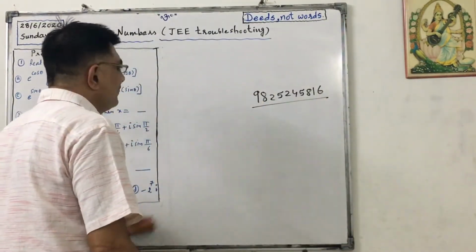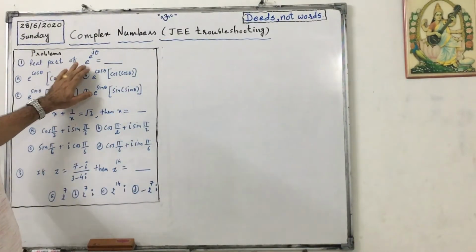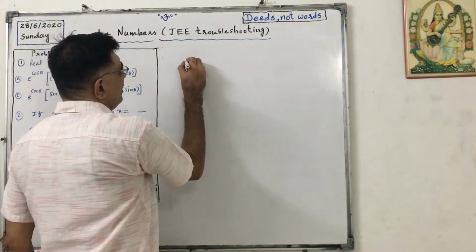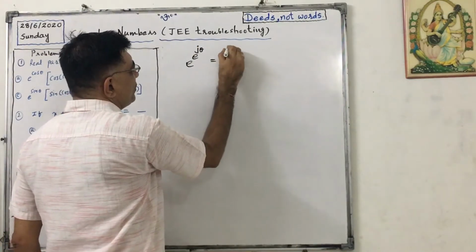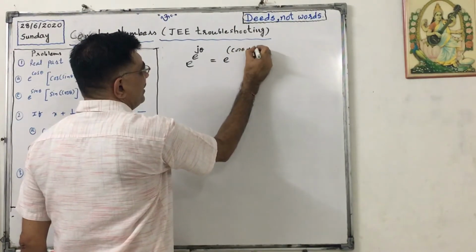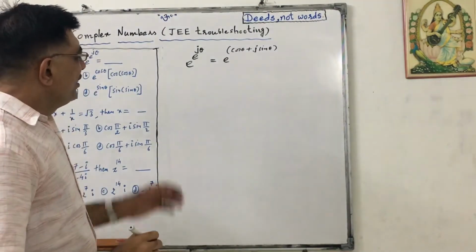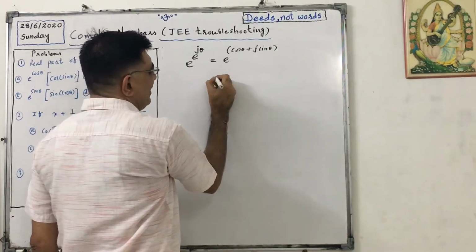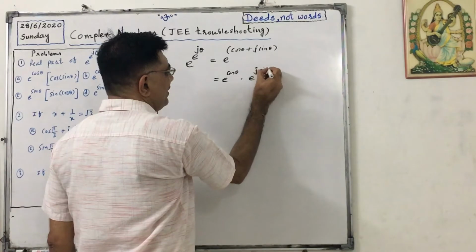So this is the problem: the real part of e raised to j theta. First of all, e raised to j theta can be written as e raised to, now we know that e raised to j theta is cos theta plus j sin theta. So e raised to cos theta plus, now this is the angle for us. Can we write it like this? e raised to cos theta multiplied by e raised to j sin theta.